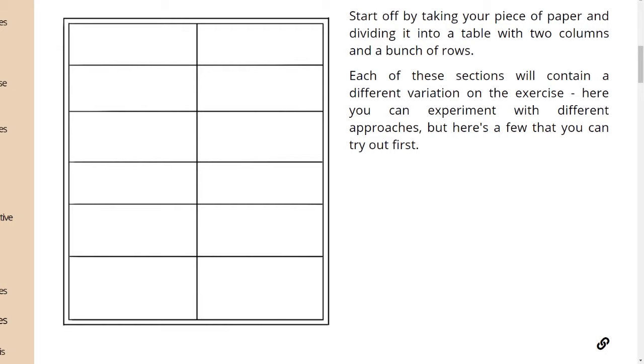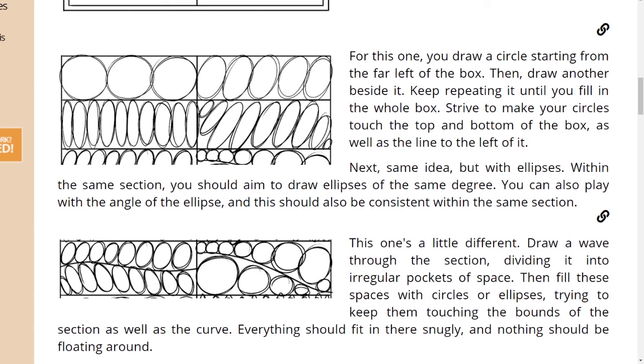So for this one, you draw a circle starting from the far left of the box, then draw another beside it. Keep repeating it until you fill in the whole box. Strive to make your circles touch the top and bottom of the box as well as the line to the left of it.